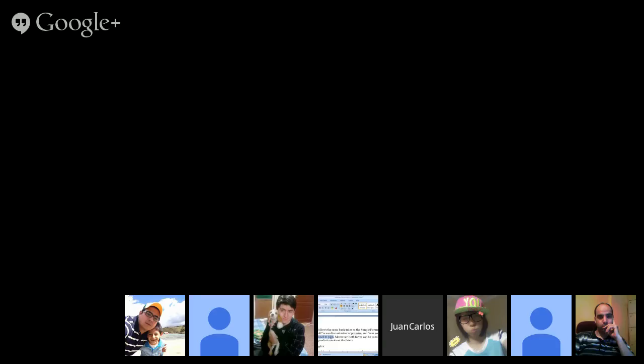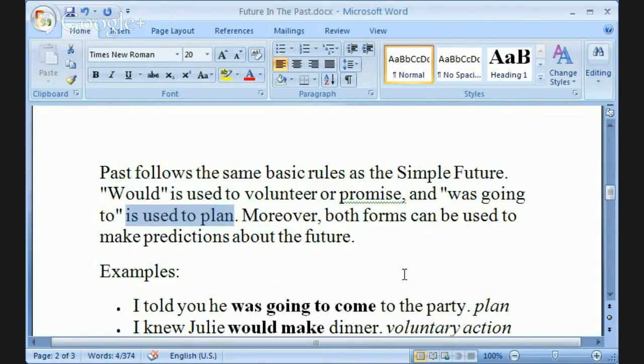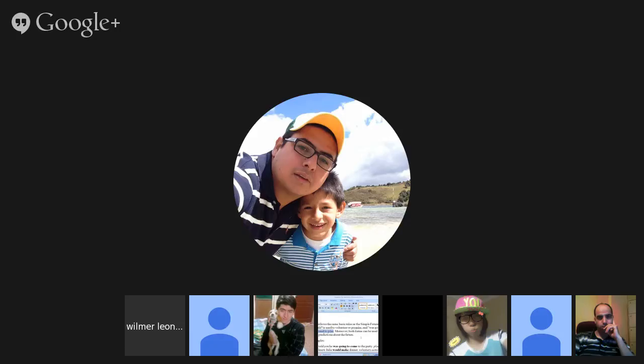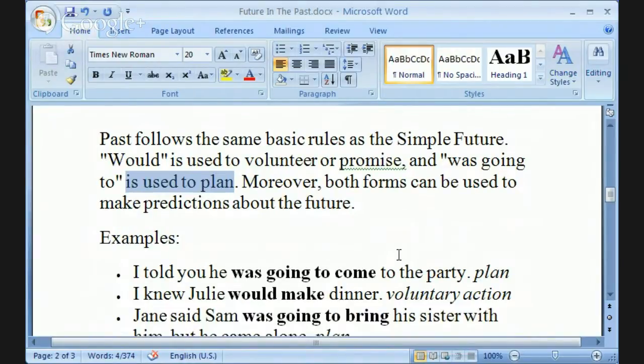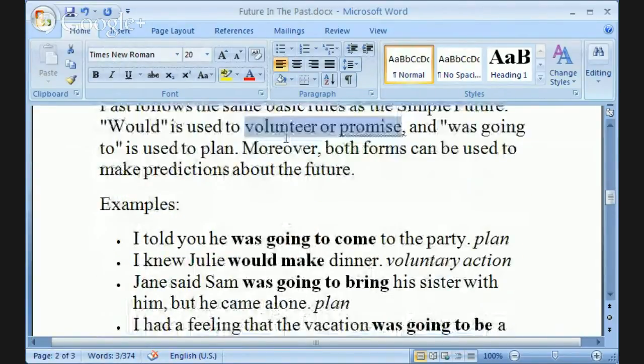So, it really doesn't make that much difference until you get into verb concepts, I mean vocabulary meaning, where the actual meanings of your verbs have to do with planning, deciding, things that have to do with the very concept of planning itself. Then it becomes very important which form you use. All right, so would, okay, again, is used to volunteer or promise. All right, voluntary action, and going to plan.